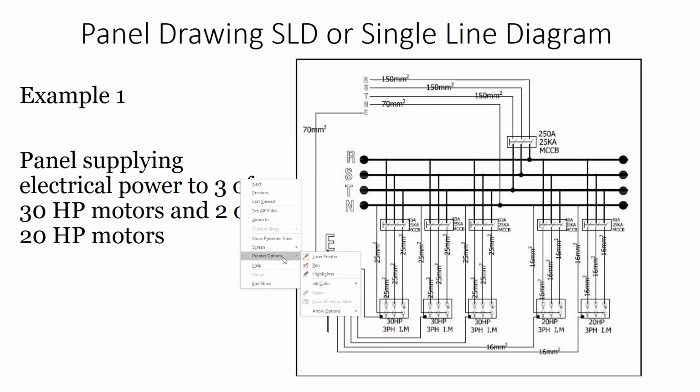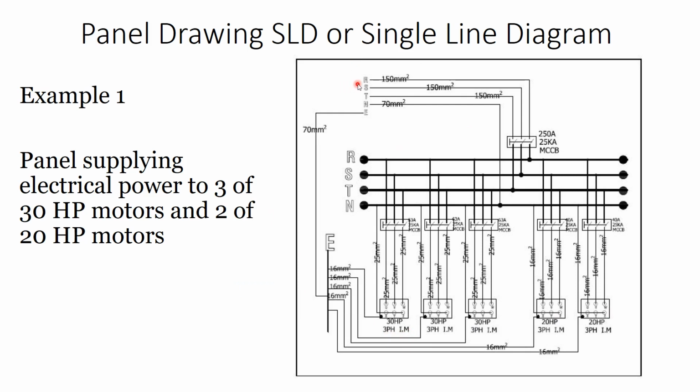So let's see what exactly happened here. As you can see here, these are the incoming cables: R, S, T, which are the 3 phases, neutral, and finally the earthing. So we have 5 cables. The 3 phases R, S, T, neutral, and earthing.